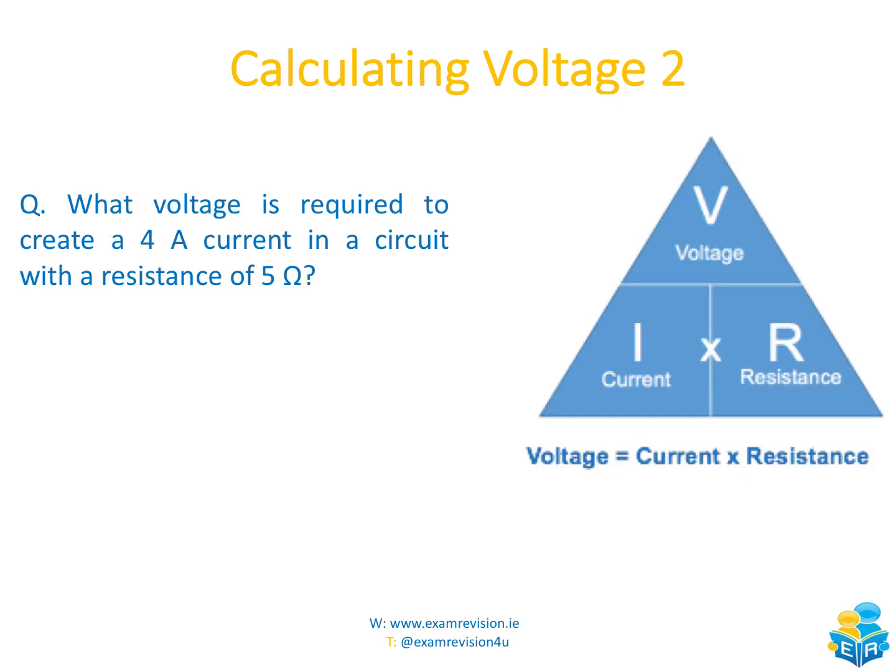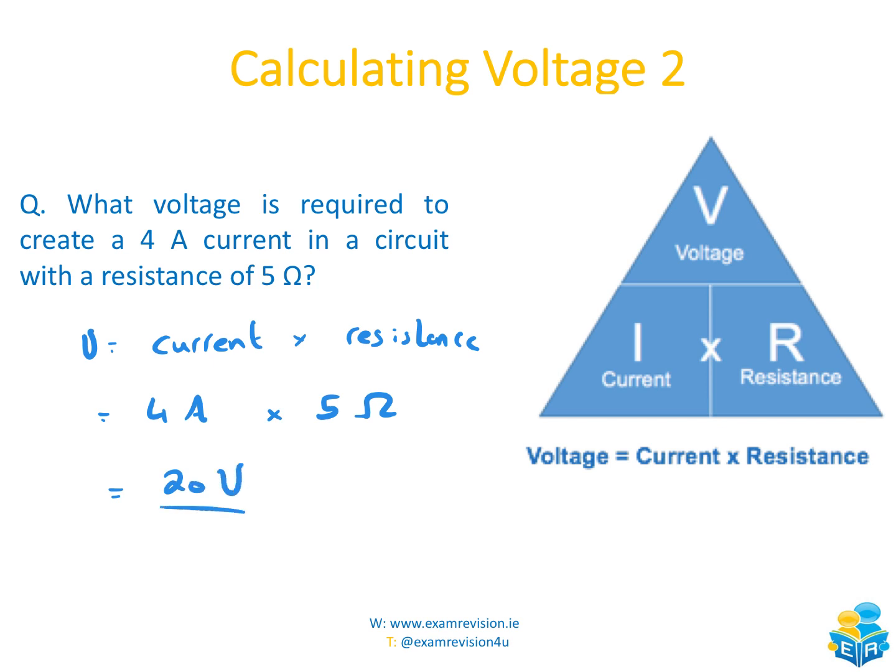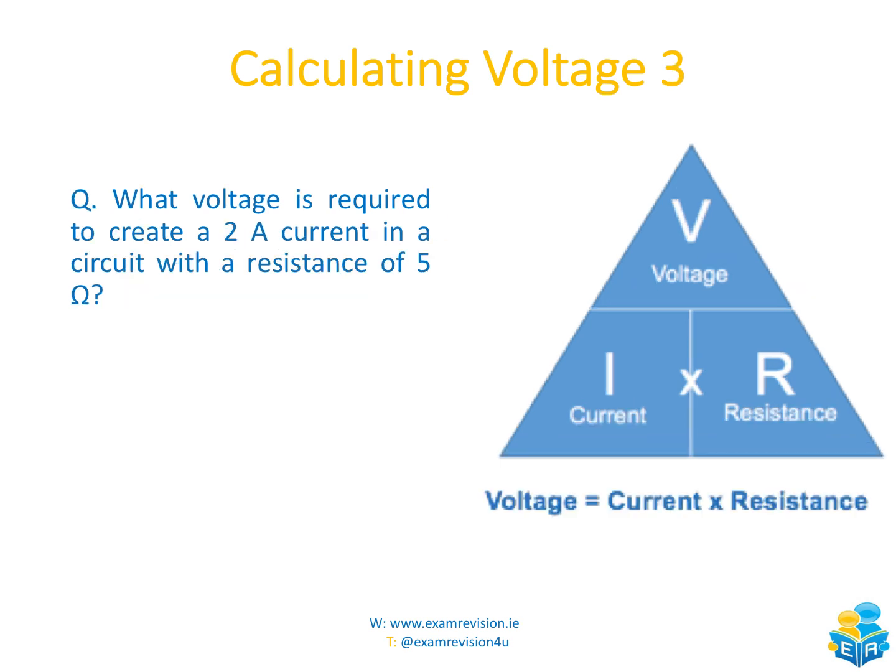Calculation 2. What voltage is required to create a 4 amp current in a circuit with a resistance of 5 ohms? So voltage is equal to the current times resistance. You can use the letters if you want, so I and R. So the current in this case was 4 amps. The resistance was 5 ohms. 4 by 5 is 20, and the units for volts is V, okay? So 20 Vs, 20 volts.